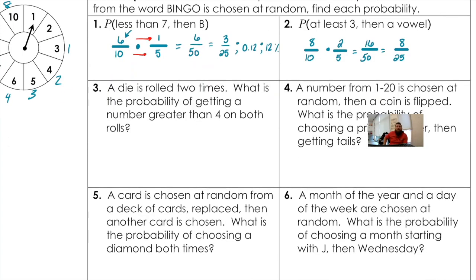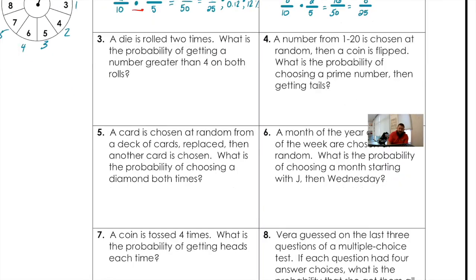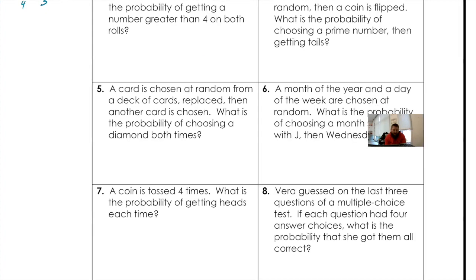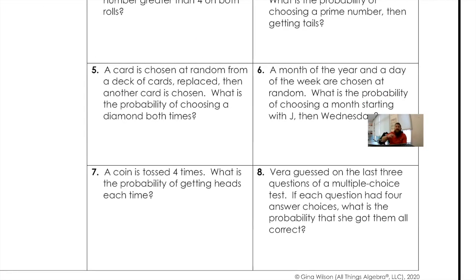All right, we'll do one more. How about this? Number 5, because it's important. Because it introduces a word to us that we need to start to recognize. So number 5, a card is chosen at random from a deck of cards, replaced, then another is chosen. If you see the word replaced, that means you have independent probability.